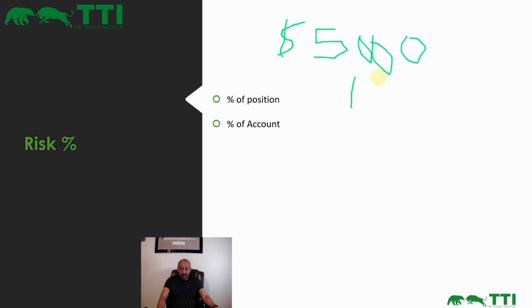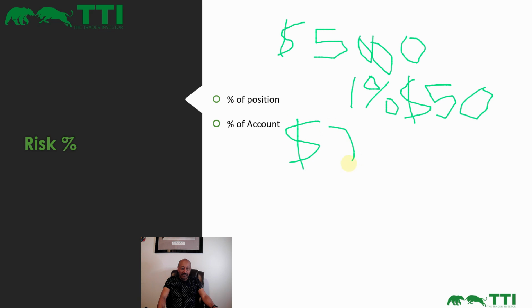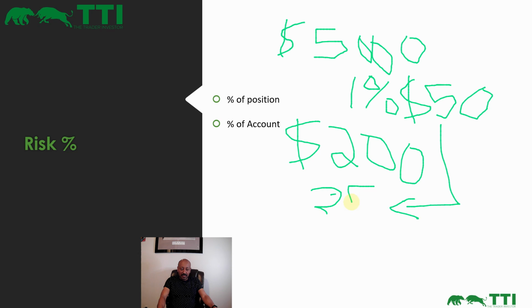If I am risking 1% of my account size, I'm only risking $50. If one position is $200, then this $50 is 25% of that position, because $50 is 1/4 of 200.